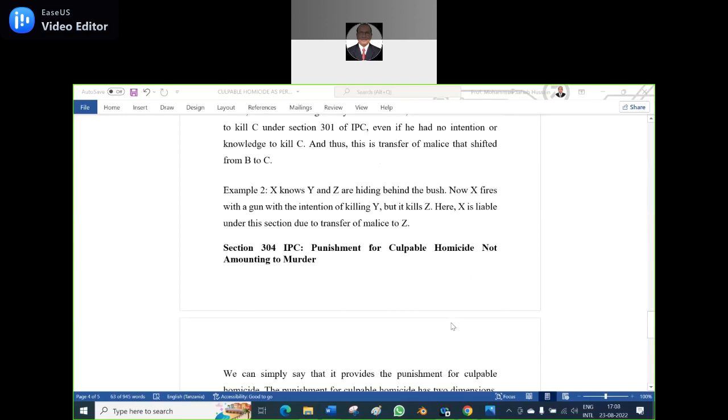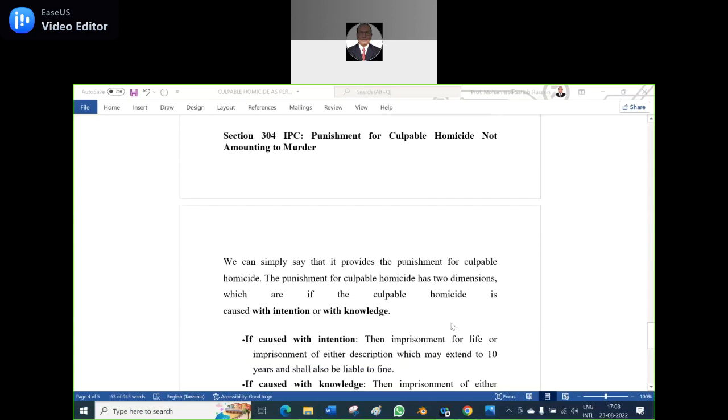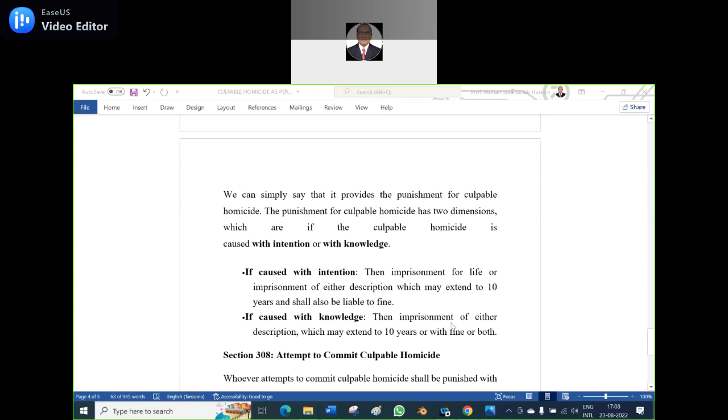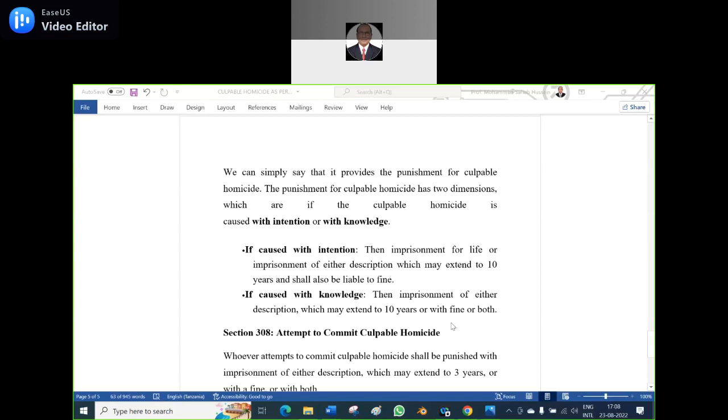Okay, now let us see Section 304. What it says: punishment for culpable homicide not amounting to murder. So we can simply say that it provides the punishment for culpable homicide. The punishment has two dimensions, depending on whether the culpable homicide is caused with the intention or with knowledge. If caused with the intention, imprisonment for life or imprisonment of either description which may extend to 10 years, and shall also be liable to fine. So that is the punishment.